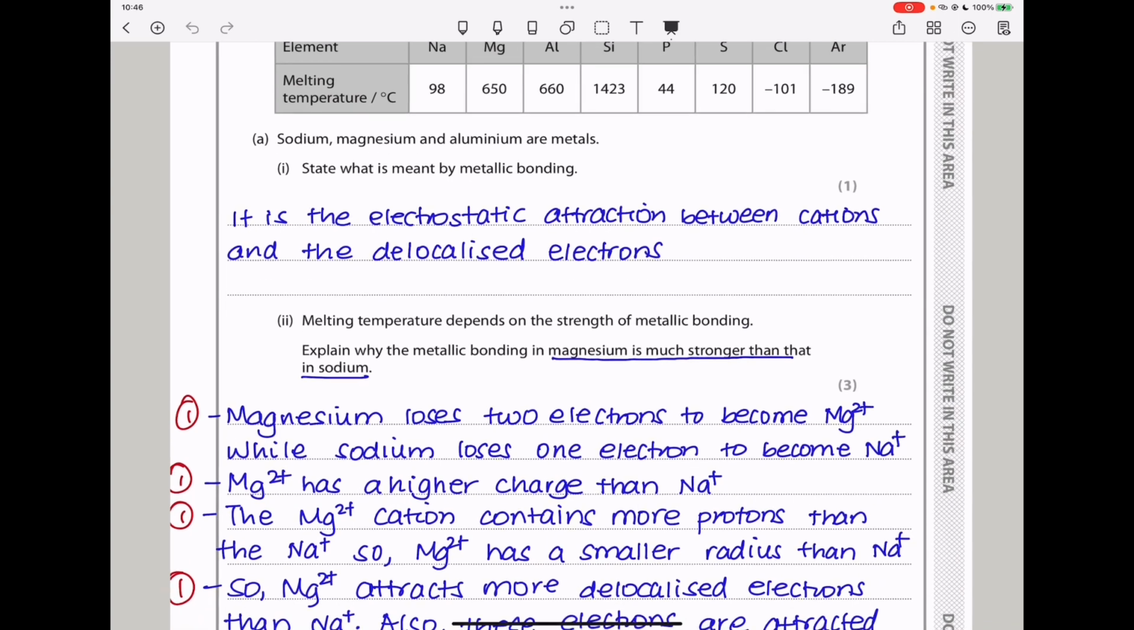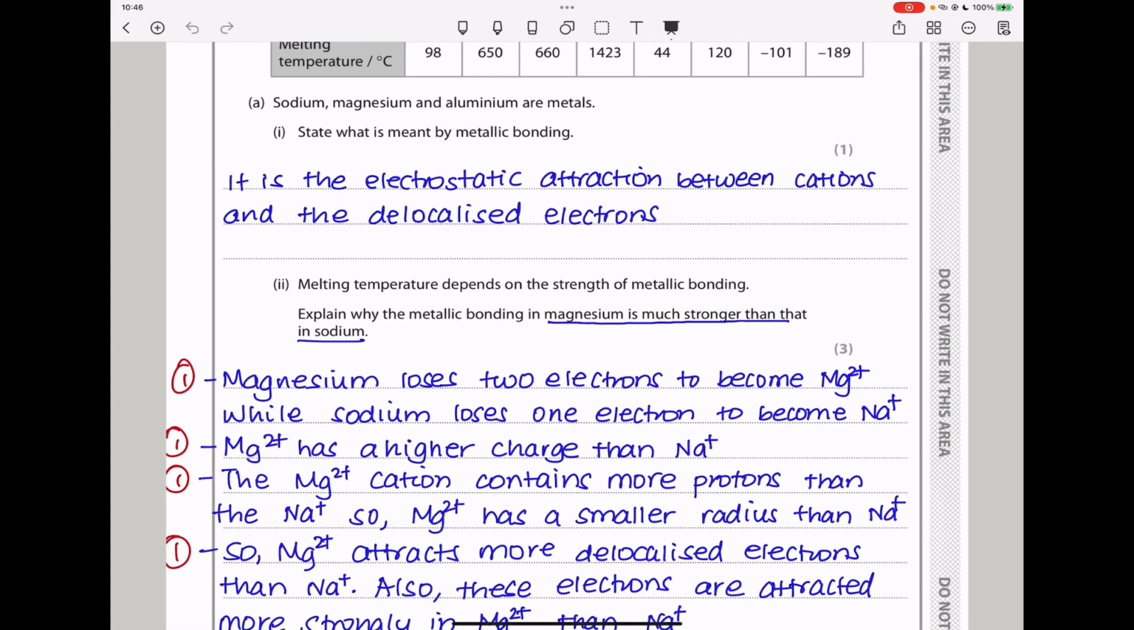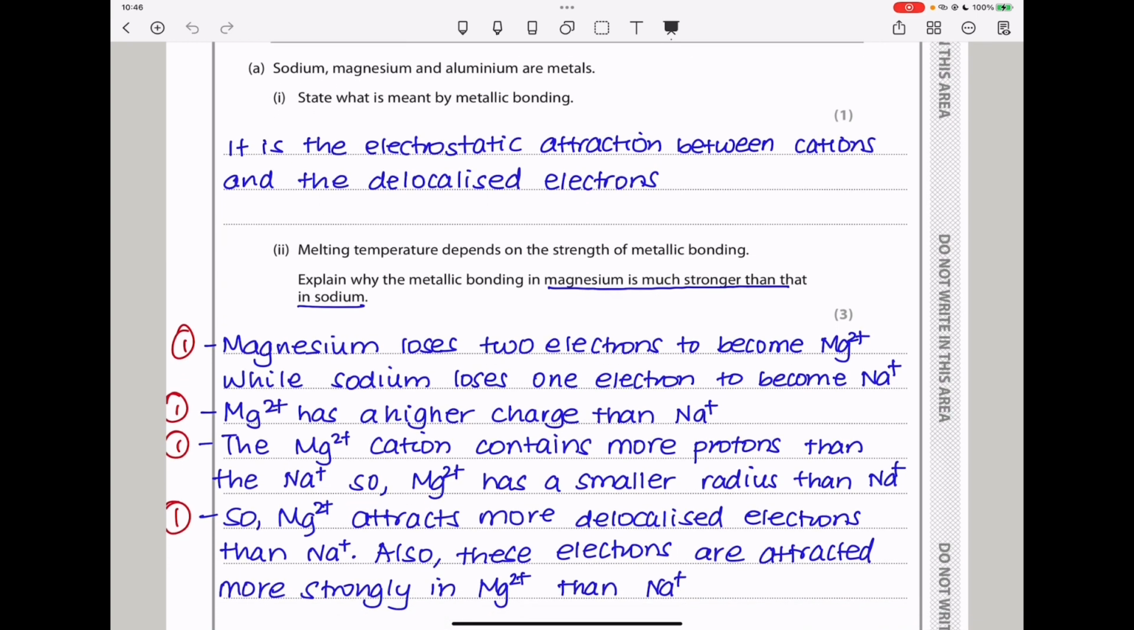Next they say, melting temperature depends on the strength of the metallic bond. Explain why the metallic bonding in magnesium is much stronger than that in sodium. If you compare magnesium and sodium, magnesium is smaller in size in comparison to sodium, yet magnesium has a higher charge. So it means magnesium loses more electrons to become Mg2+, and therefore it forms two metallic bonds in comparison to sodium. So I said magnesium loses 2 electrons to become Mg2+, while sodium loses 1 electron to become Na+.